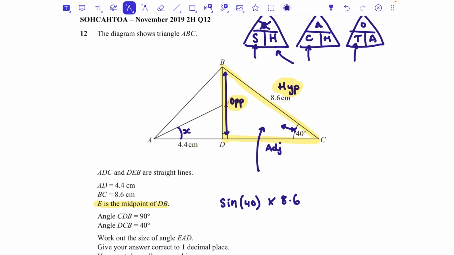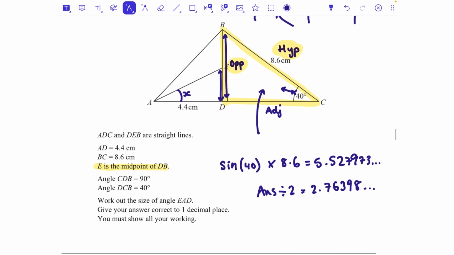Remember, this is sine of the angle, this is cos of the angle, and this is tan of the angle, depending on which triangle you're using. So sine 40, don't forget to shut that bracket after the angle, multiplied by 8.6, and that is going to be 5.52793. Don't round anything until you get to the very, very end, otherwise you're going to lose accuracy in your answer. I'm keeping that in my calculator, and I'm going to divide it by 2, because that's then going to get me this length here from E to D. So dividing that answer by 2 is 2.76398. Keeping that many decimal places should be absolutely fine.